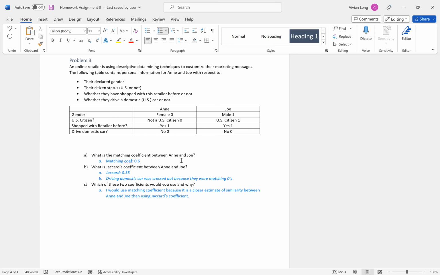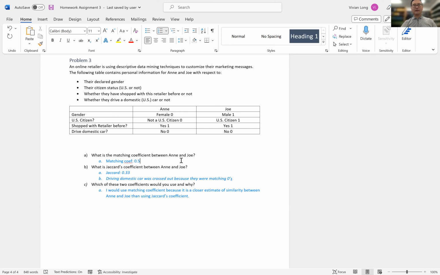I put that I would use Jaccard's coefficient because it's more accurate in depicting similarity between Anne and Joe, because they both don't drive a domestic car, but that's not a binary variable. By binary, what did you mean? Why was it not a binary variable? I guess I viewed it as just because they both don't drive a domestic car doesn't mean that they drive the same thing or use the same mode of transportation. Does that make sense? Yeah, that's a very good point.